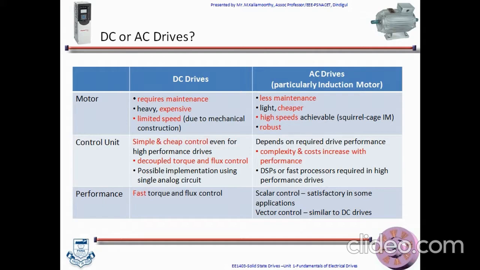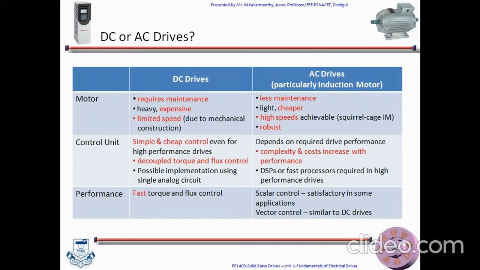Consequently, because of these advantages, squirrel cage induction motors spread over DC motors, and it was predicted that induction motors would replace DC drives in variable speed applications. So, as far as the motor is concerned, DC motors require very frequent maintenance, whereas AC motors require much less maintenance.